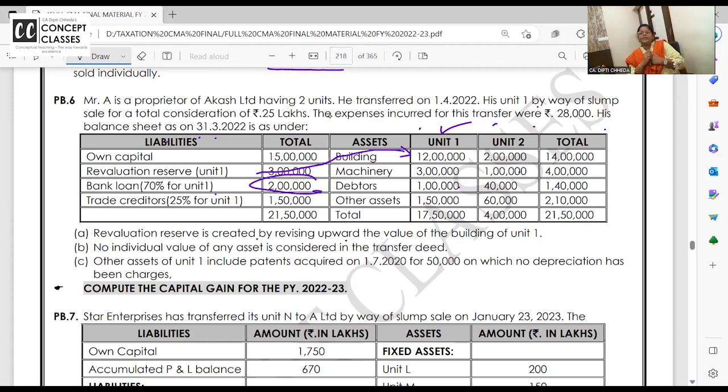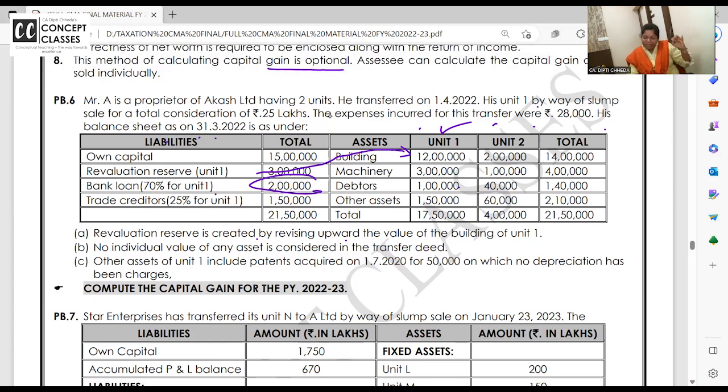Revaluation reserve is created by putting the building value upward. So what value will you take for the building? 12 lakh is because of the revaluation reserve. Ignore the revaluation reserve and take it as 9 lakh. It's super duper simple. The second problem you have to do yourself in class. No individual value of asset is considered.